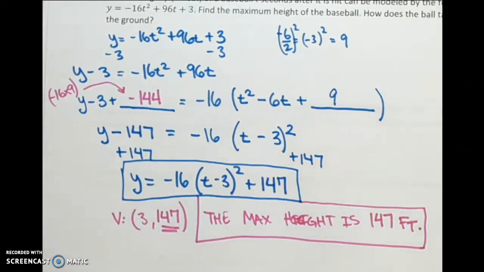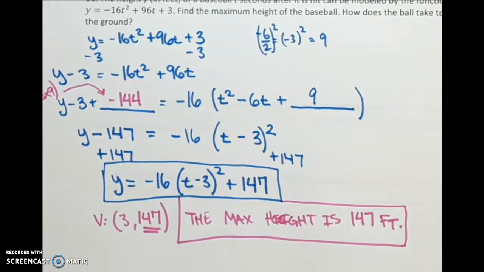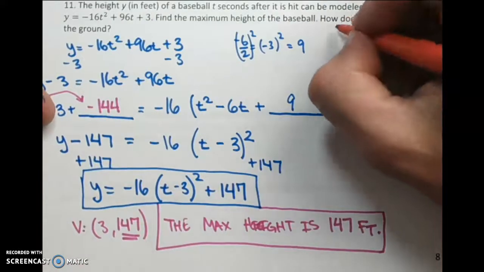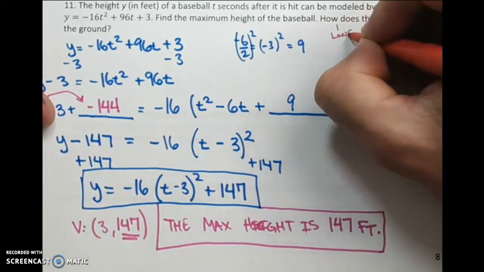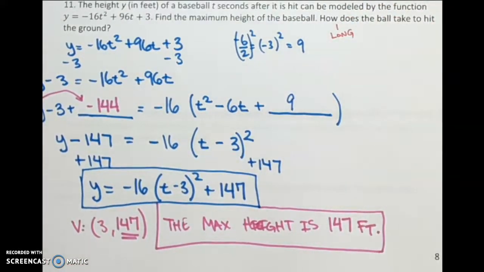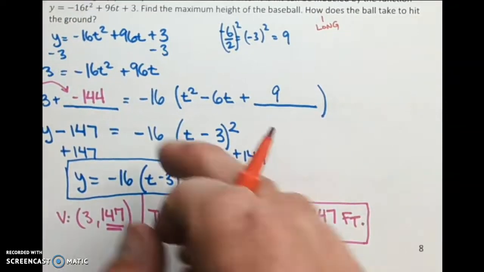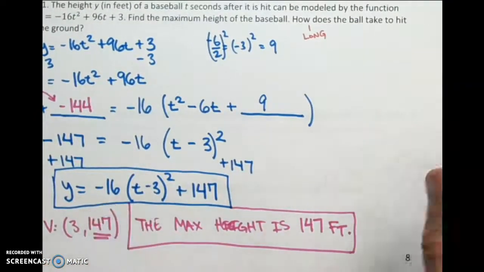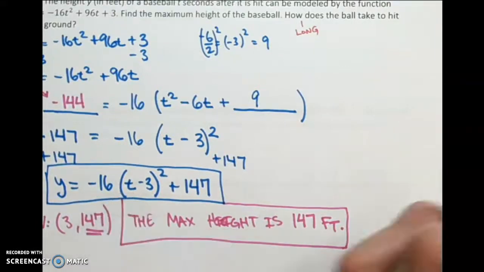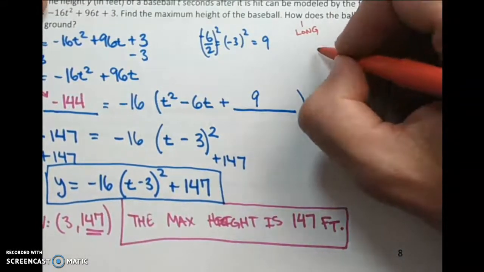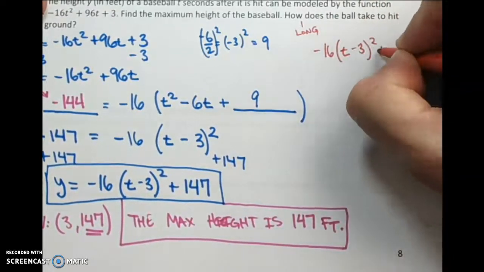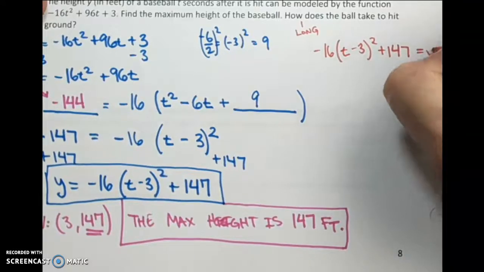Okay, perfect. So now one last step is to find how long does it take for the ball to hit the ground. That's in seconds, and that's really me solving for t. So I could put 0 in my initial equation and solve for t, or I could just plug it in here, which I might as well just show you. Negative 16 times the quantity t minus 3 squared plus 147 equals 0.